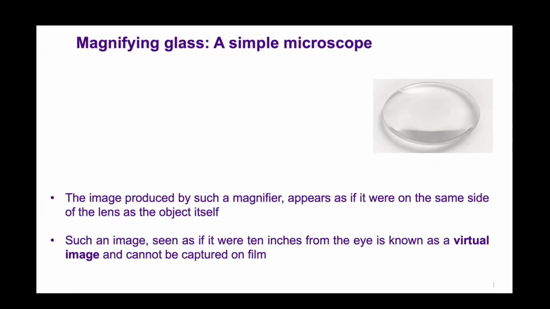The simplest microscope is a magnifying glass. If you take a magnifying glass and you have an object and you look at it, you will create a virtual image. And this image we cannot capture on film, because it just looks as if it's on the same side of the lens. We can visualize this, of course, but we cannot capture it.